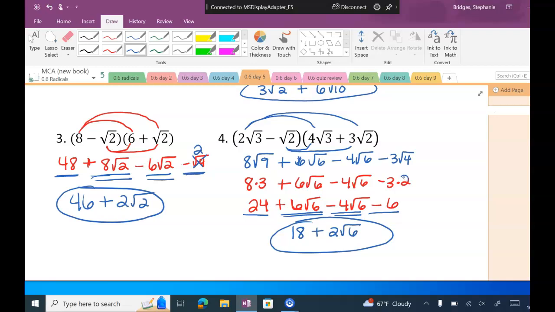Everybody okay with that one? This one? This 3 right here? No, this one? Times 3. Oh, from the square root of 9, that simplifies to be 3.